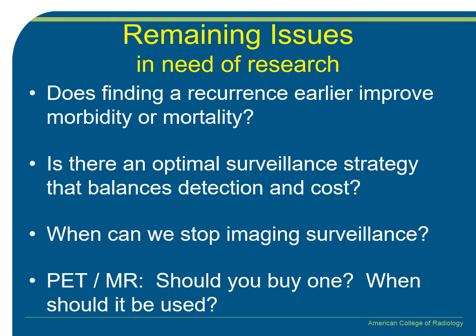Is there an optimal surveillance strategy? I kind of laid out what we've been doing at the University of Pittsburgh, but I'm not claiming that that's the only answer. And these are expensive tests. PET-CTs are expensive. How do we balance improved detection versus the cost of these expensive tests?